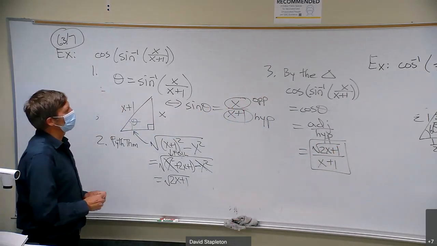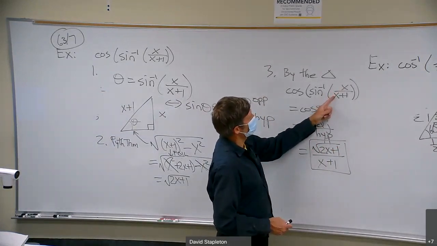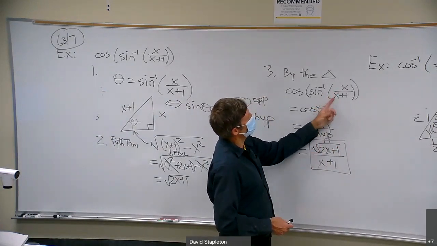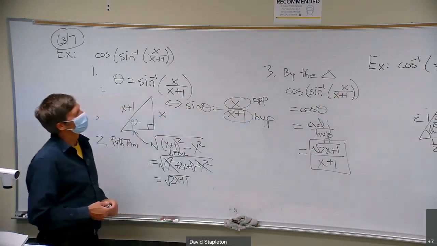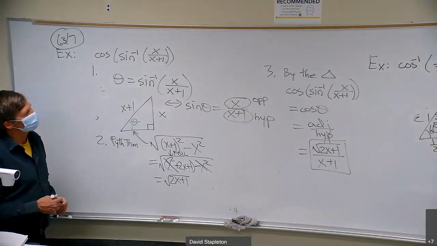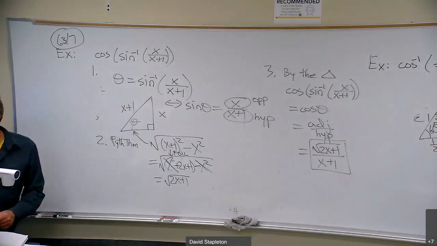And this will always work, because x over x plus 1 is always a number between plus and minus 1. Well, no, not if you put x negative. Anyway, for x positive, it's always defined. All right, so there's how you do that one.